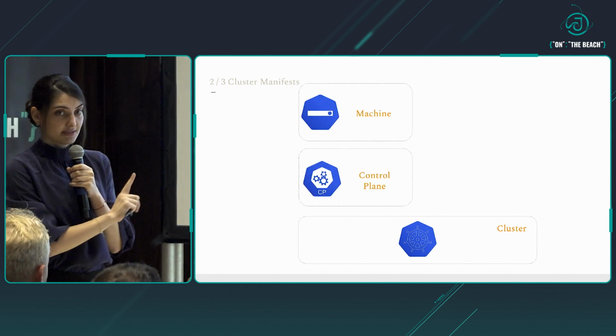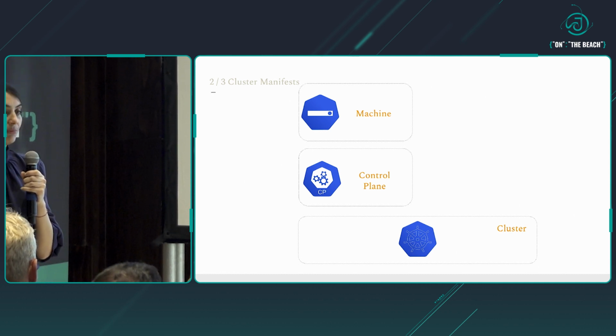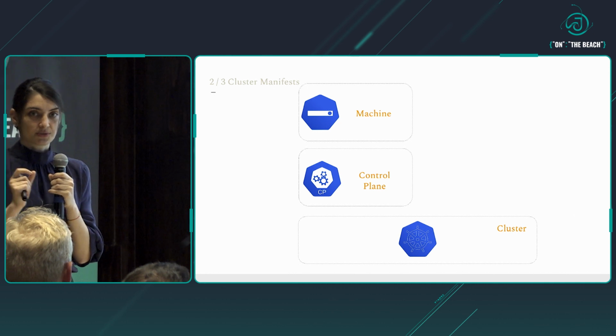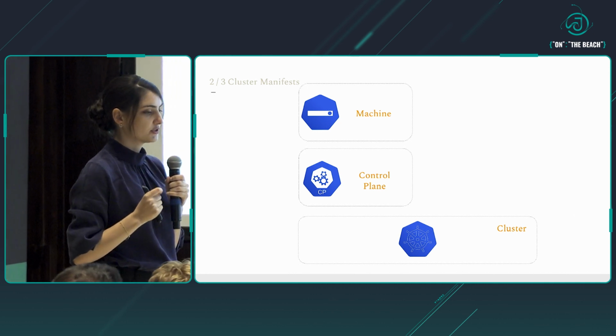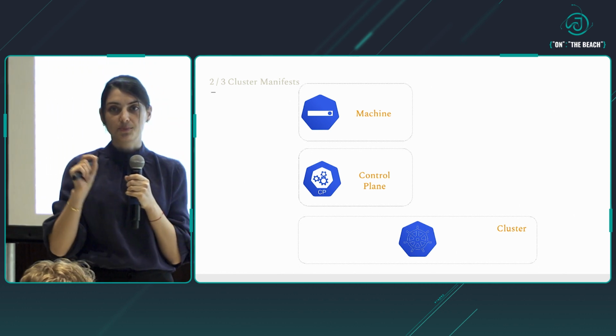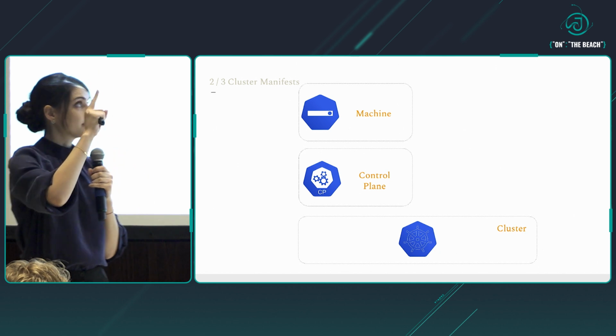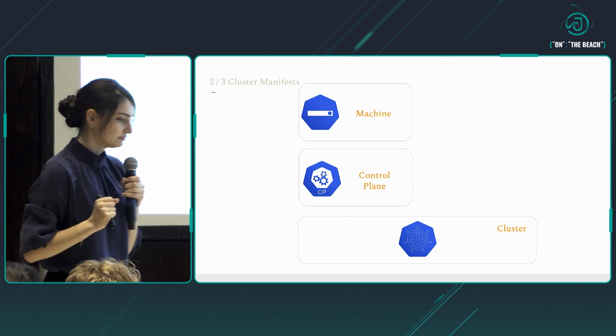By default, and this is a change that happened less than a year ago in the Cluster API repository, every single cluster resource is going to be associated with a control plane resource. So what it actually means is that this control plane resource will programmatically allow you to manage a set of machines that have these control plane components installed on top of them.